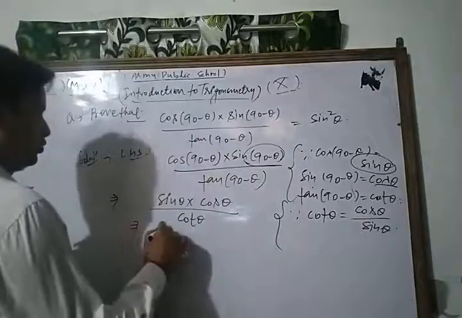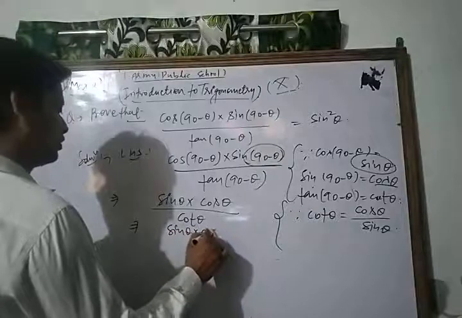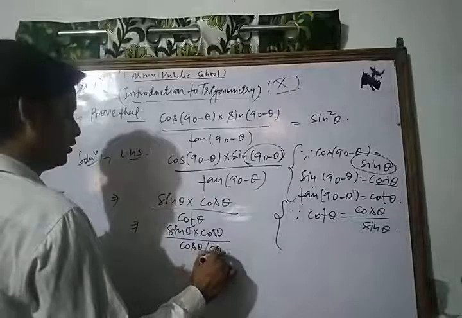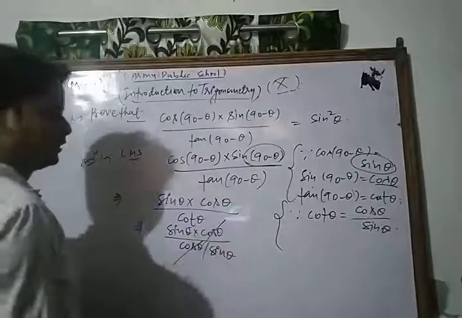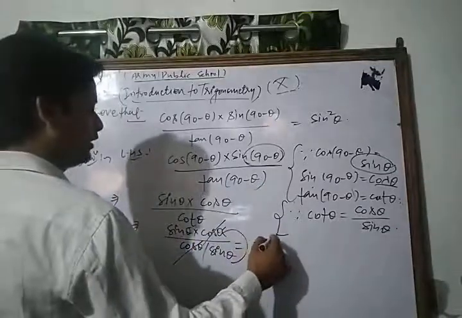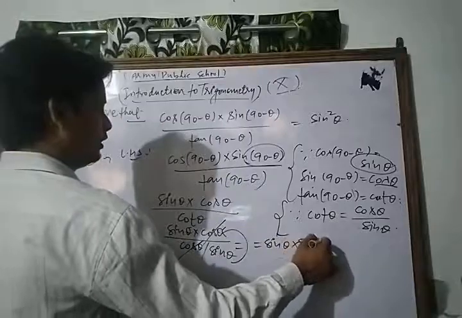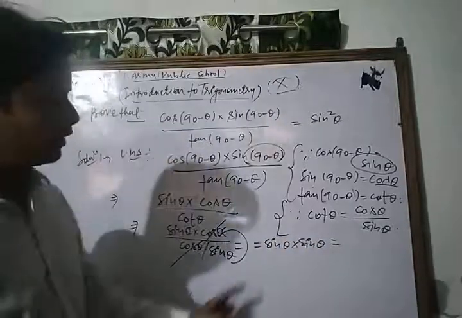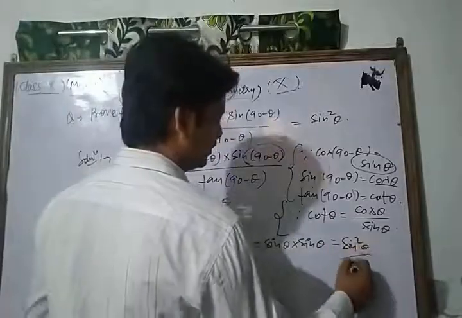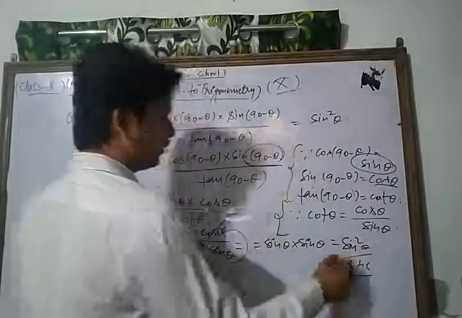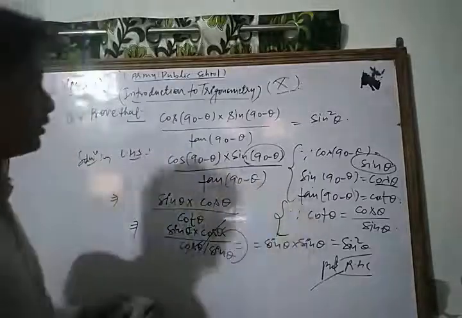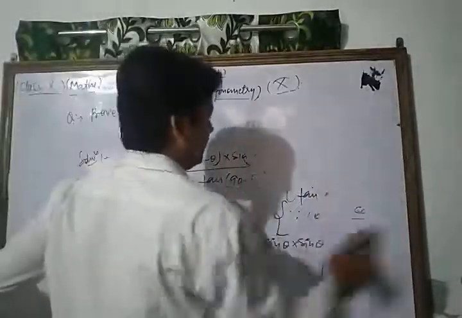So sin theta into cos theta upon cot theta, we write cot theta as cos theta upon sin theta. Now cos theta cancels. Sin theta transfers to the numerator. So we write sin theta into sin theta, which is sin square theta. This is our RHS, hence proved. So in this way you can solve this type of question. Now we take and solve some other important questions based on this topic.